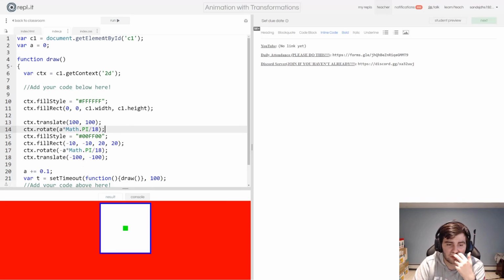Now if I do this, you'll see it rotates around the center of this shape here. Let's bring this draw time back a little bit. And there you go. You'll see we now have a square that rotates on its center.